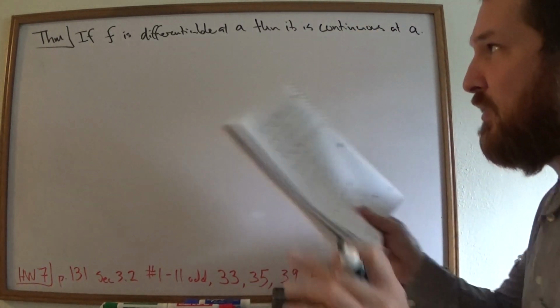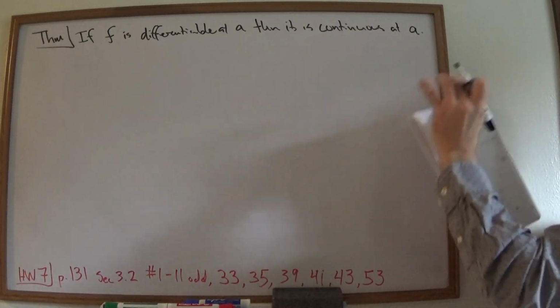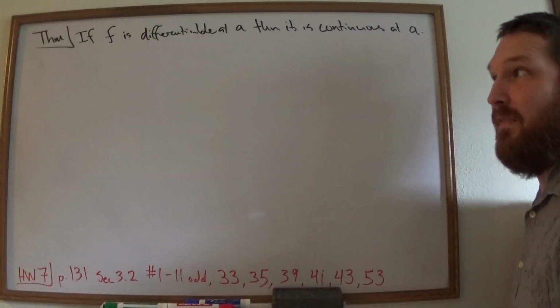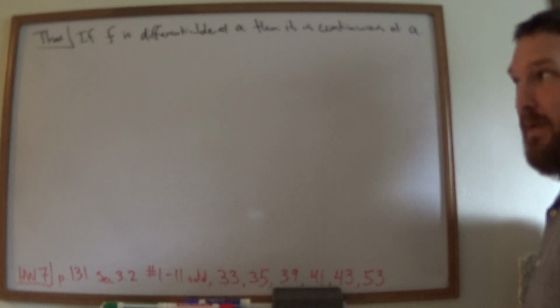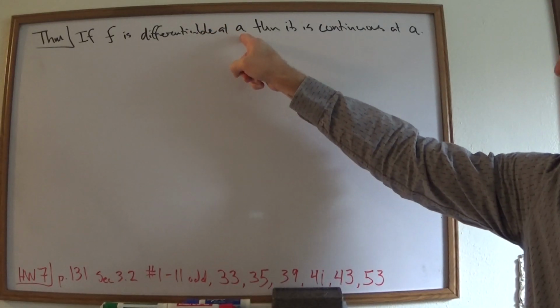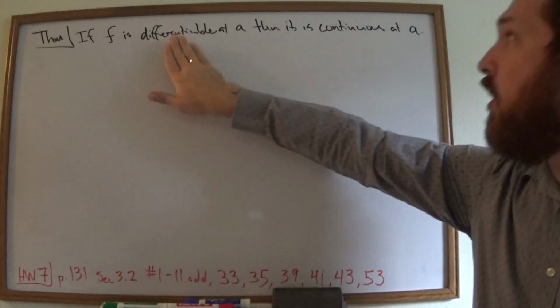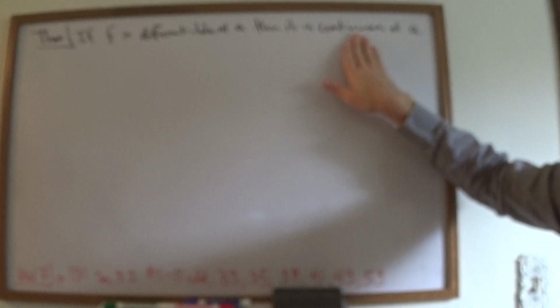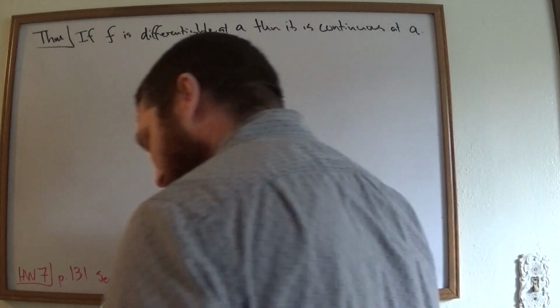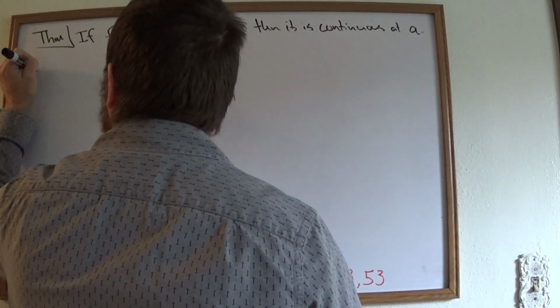So it turns out differentiable implies continuous, but continuous does not imply differentiable, because we just saw that continuous does not always give you differentiable. It might be, but you can't guarantee it. But if something is differentiable somewhere, then you can guarantee that it's continuous. So in other words, differentiability is stronger than continuity. Okay, so here's a proof.